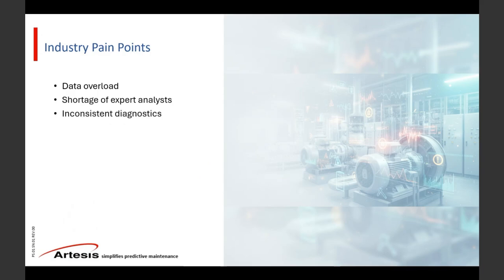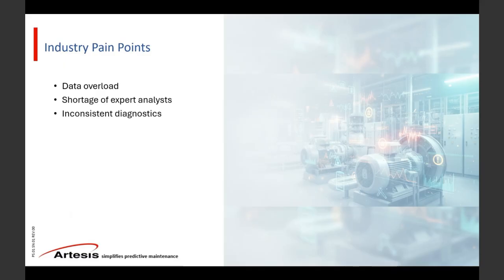The third pain point is inconsistency. And I think this one is underestimated, because you can have two, or multiple, really smart engineers look at the same evidence and still disagree. One person calls it misalignment, another one calls it unbalance or looseness. One says monitor, the other one says schedule maintenance. And sometimes they're both reasonable. They're just applying different mental models.